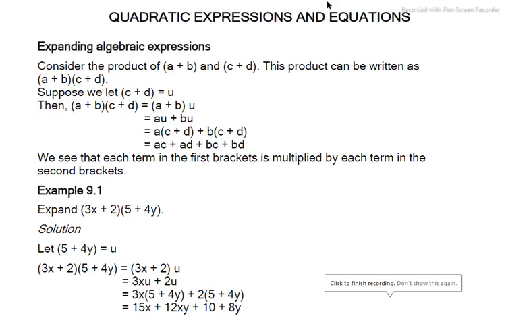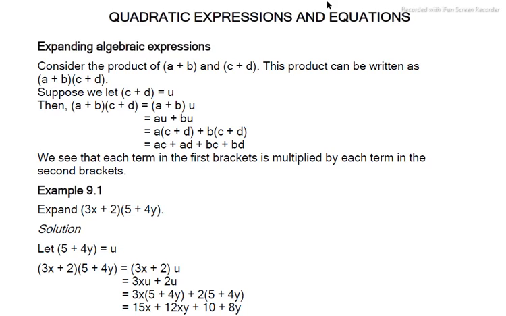We are looking at quadratic expressions and equations. We shall start with expanding algebraic expressions. When we are expanding algebraic expressions, majorly we look at opening brackets.